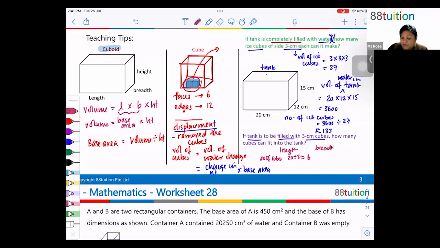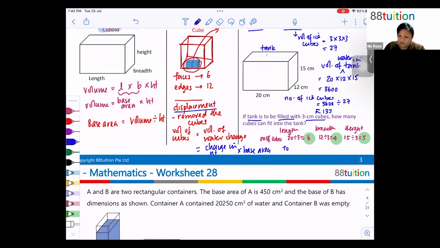Breadth, how many can you fill? It will be 12 divided by 3, 4. And the height, how many can you fill? 15 divided by 3 gives me 5. So all in all, you can fill 6 times 4 times 5. What is the total cubes? Yes, the total cubes to fit in will be 6 times 4 times 5, which gives me 24 times 5, 120.